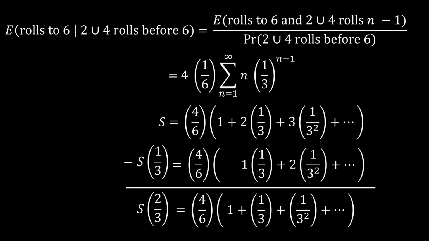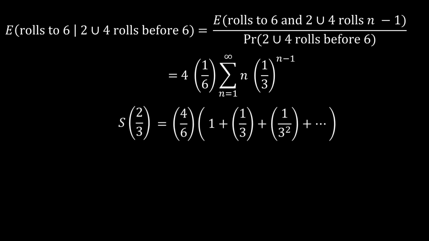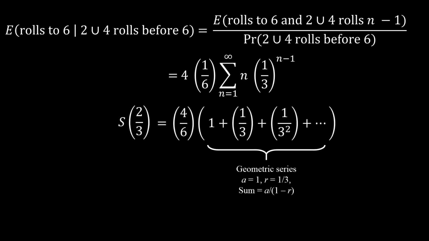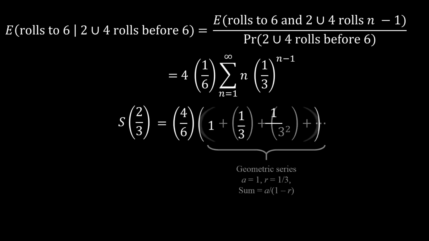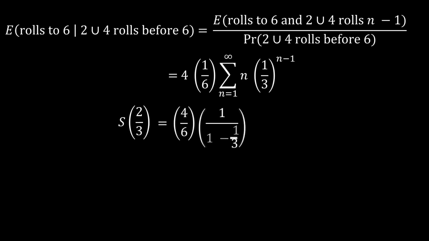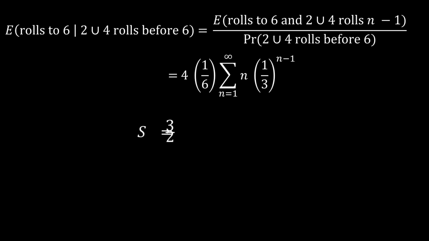This has a common ratio of 1/3 and it starts with 1, so we can use the formula for the sum of a geometric series. We then simplify this formula and then simplify again, and we end up with S times 2/3 is equal to 1, and now we take the reciprocal of 2/3, which ends up being 3 halves. So we figured out once again that this expectation is equal to 3 halves or 1.5 rolls.